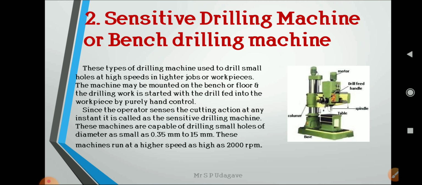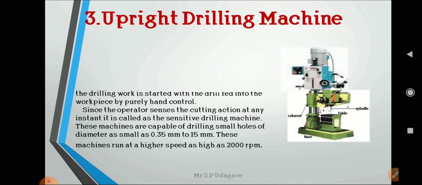Since the operator senses the cutting action at the instant, it is called a sensitive drilling machine. These machines are capable of drilling small holes of diameter as small as 0.35 mm to 15 mm. These machines run at high speed, as high as 2000 rpm.